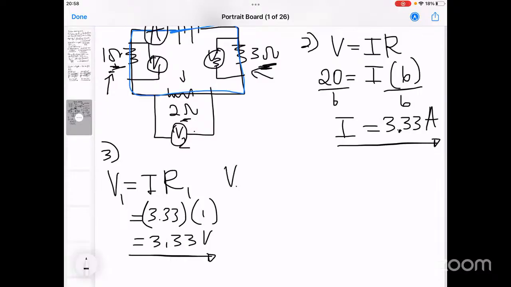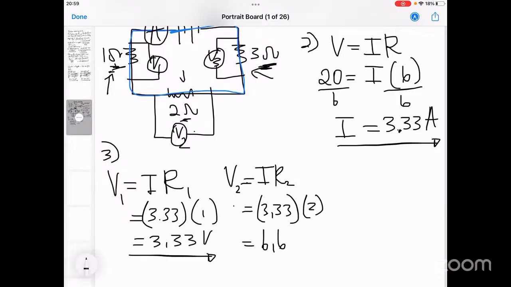So now V2, again, same formula. So V2 equals the current flowing through that V2. It is that same water, that's why I'm substituting the same value. But the resistance there is 2 ohms. So 3,33 multiplied by 2 gives you 6,66, and then you say volts. That should be the end of it.